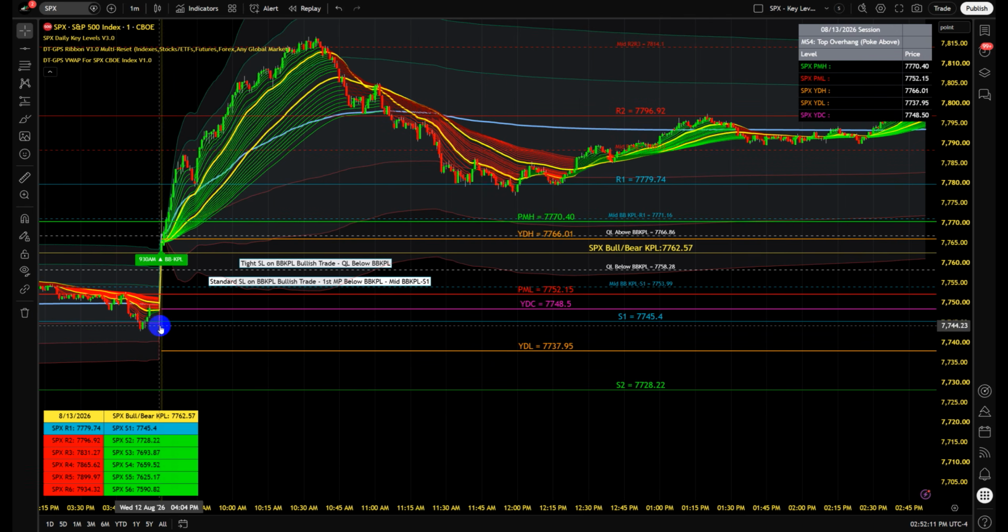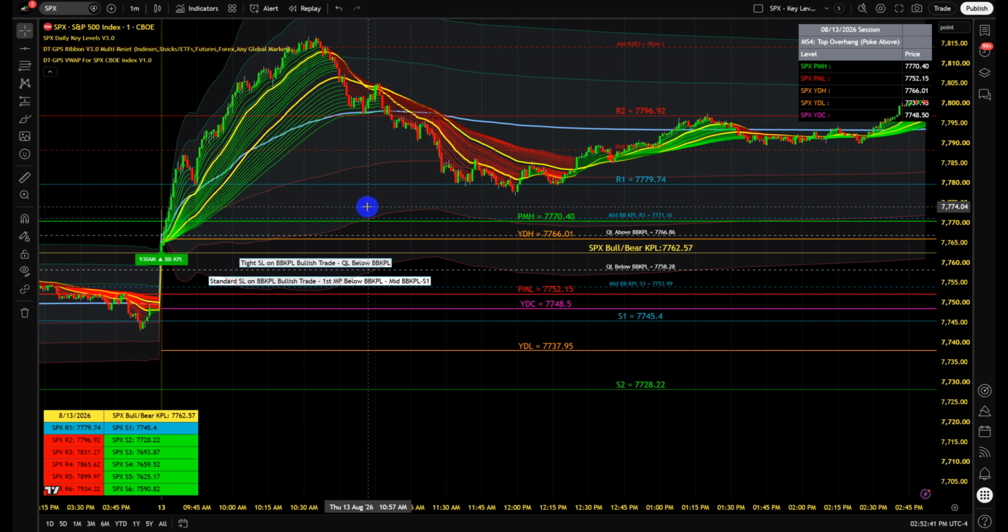Okay, so in the opening candle here, we have the 9:30 a.m. opening candle closing above the bull bear KPL level. However, we're not just going to go on candle closes above and below. That is part of a two-part system. The second part is we must have confirmation from the ribbon indicator.